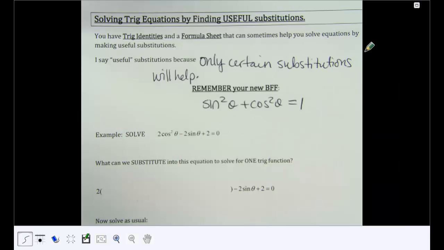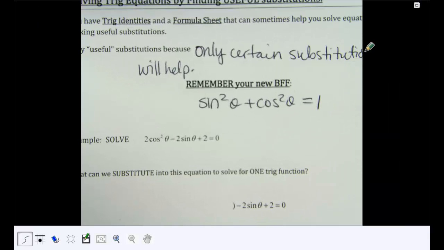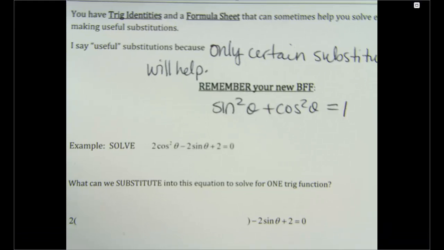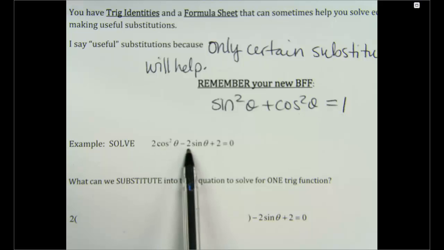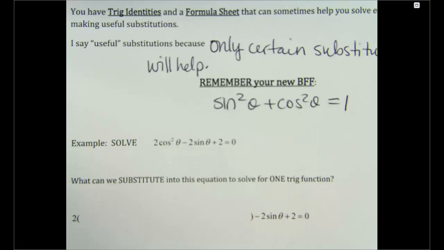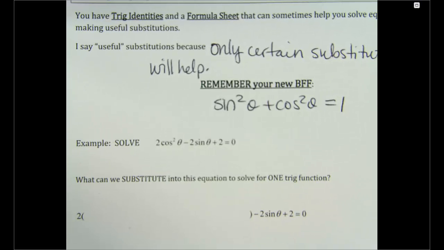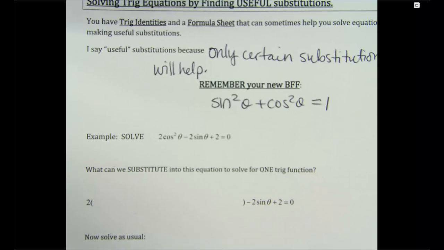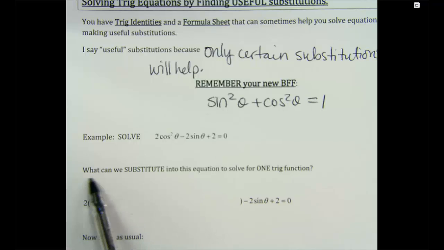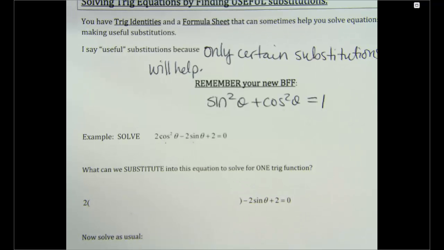So, for example, let's solve 2 cosine squared theta minus 2 sine theta plus 2 equals 0. Make this a little less blurry for you. Okay. What you want to do is think about what can we substitute into this equation to solve for one trig function. We've got cosines and sines, and that's no good.